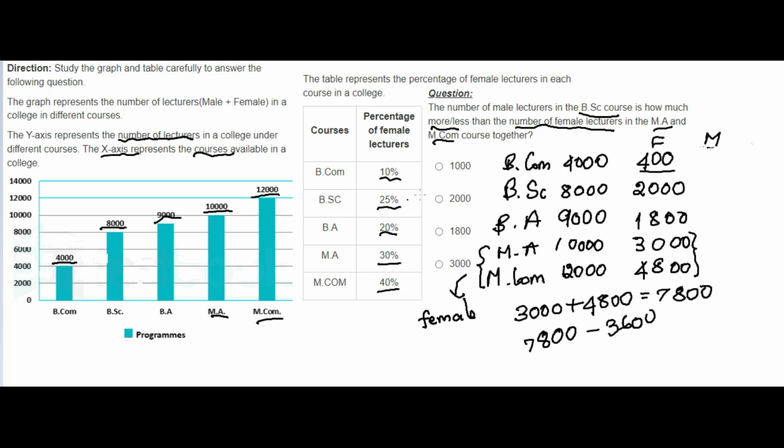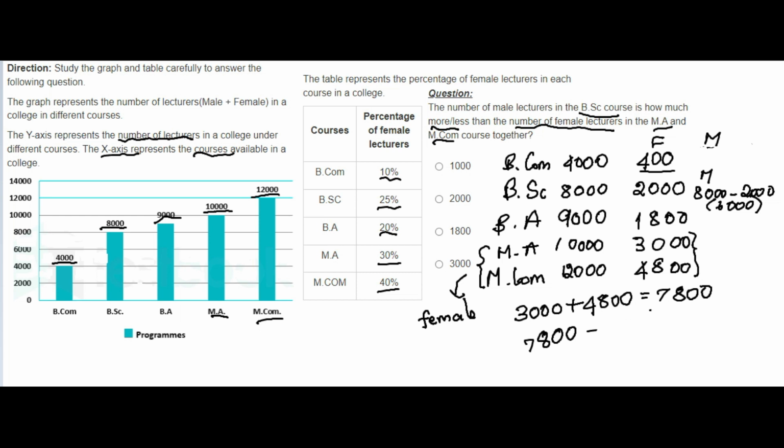Now listen here, you have to take the BSc course. Totally how many members are available? 8,000 members are available. 2,000 are female, so how many male members are available? 8,000 minus 2,000, that means 6,000 male members are available. So here I have to eliminate the 3,600, because we had taken it for BCom. So I have to rub this one.